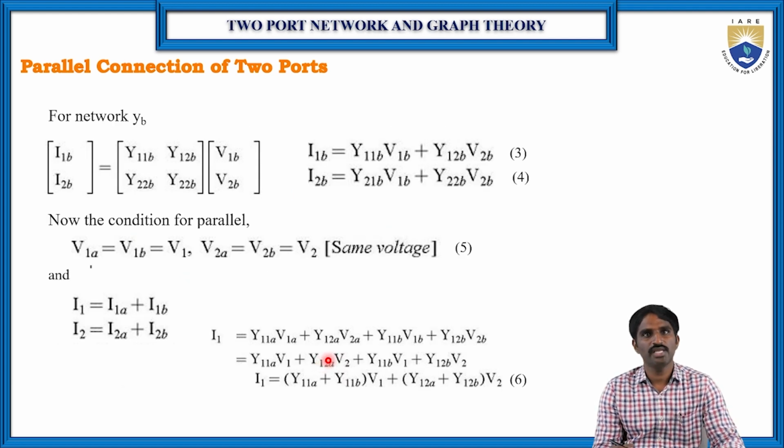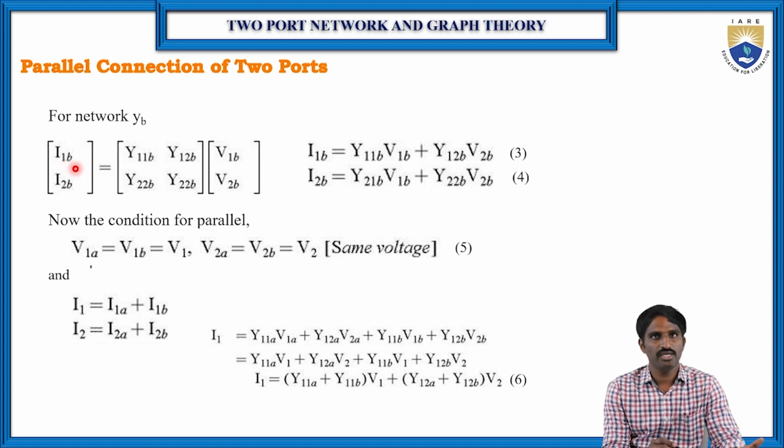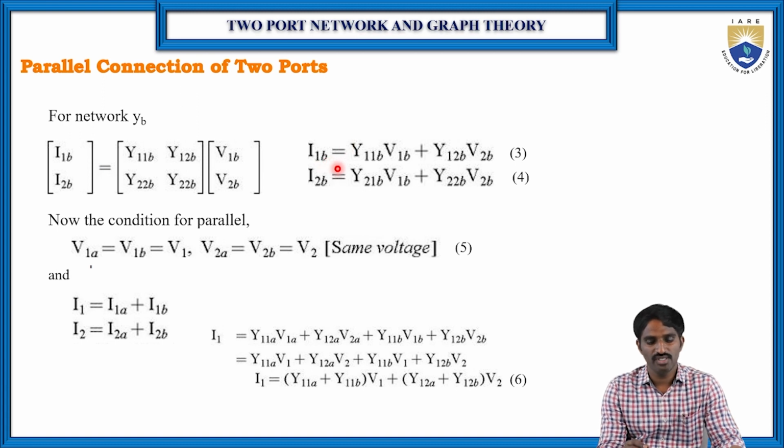Then similarly for the network YB, the same way here, because the input and output currents for the network YB are I1B and I2B, let us write the equations for the admittance parameters for the network YB. Then the equations are I1B and I2B. Let us consider I1B as equation number 3 and I2B as equation number 4.